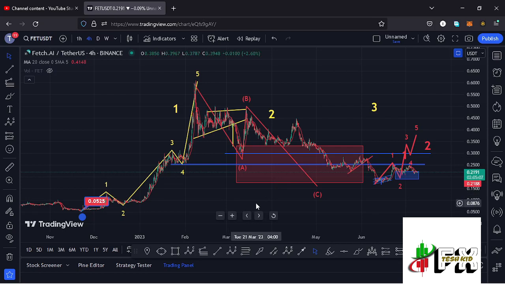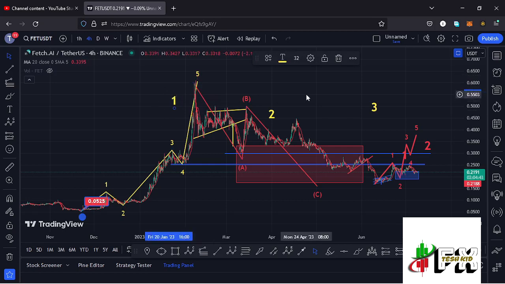I'll start by giving you the long-term outlook on the Fetch AI chart, where you can see that after seeing our November lows at around the $0.0525 mark, we peaked in a 5-wave structure, having the wave 5 giving us a high at around the $0.6 mark, completing the formation of this larger Elliott wave count 1.